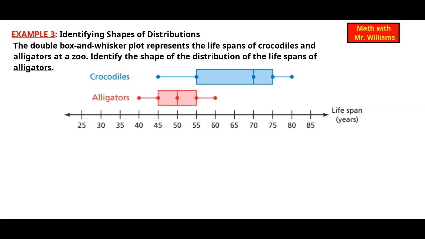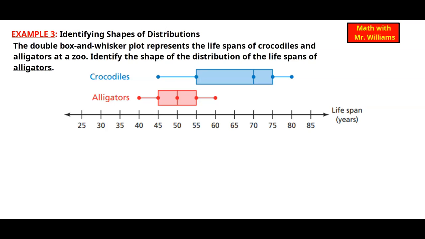So if you remember, our shapes of distribution are skewed left, where the numbers are skewed or stretched out on the left-hand side of our box and whisker plot. We have symmetric, where they have equal distributions on either side of the box. And then we have skewed right, where there's a big space on the numbers. We can see that whisker is really pulled out on the right-hand side.